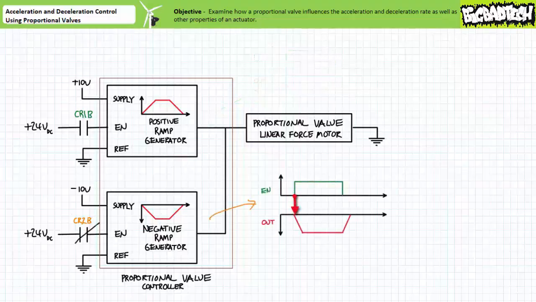Similarly, let's assume the negative ramp generator, on being enabled by a 24 volt DC input via the closure of contact CR2B, immediately begins the desired ramp up sequence from 0 to negative 10 volts over the desired period, and when this input is disabled, begins the desired ramp down sequence from negative 10 volts back down to 0 volts over the desired period. The closure of contact CR2B serves to enable the negative ramp generator.